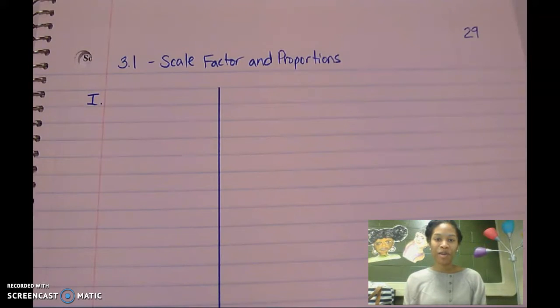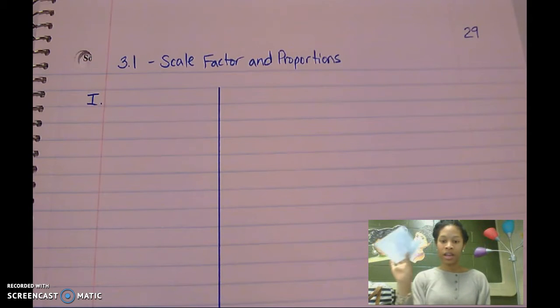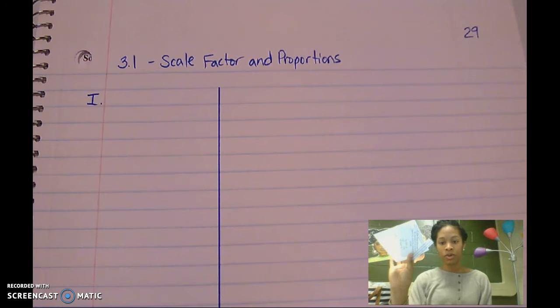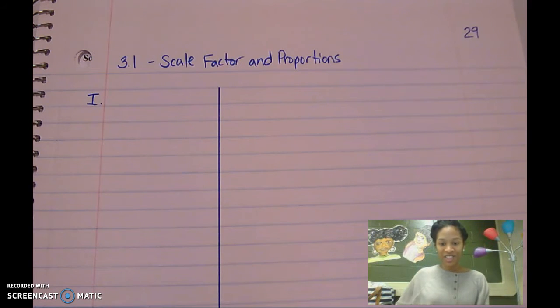Hi class, today we're going to be starting our new lesson on scale factors and proportions. Go ahead and take out your ISN and set it up Cornell Note style. You should also go ahead and grab these 3 sheets of paper because we're going to use these and tape them in our notebook as we go through the notes. Let's just go ahead and get into it.